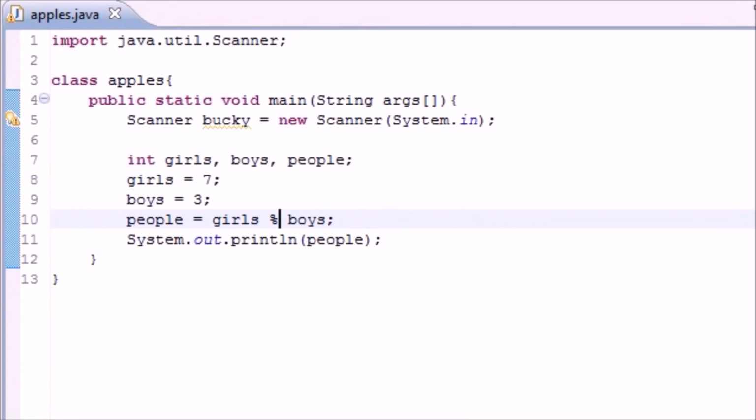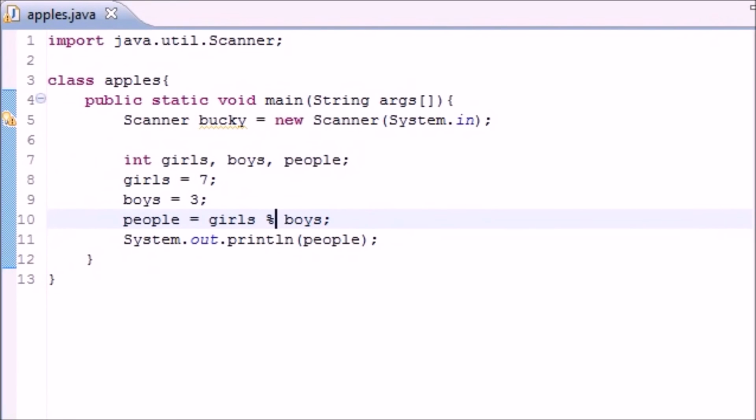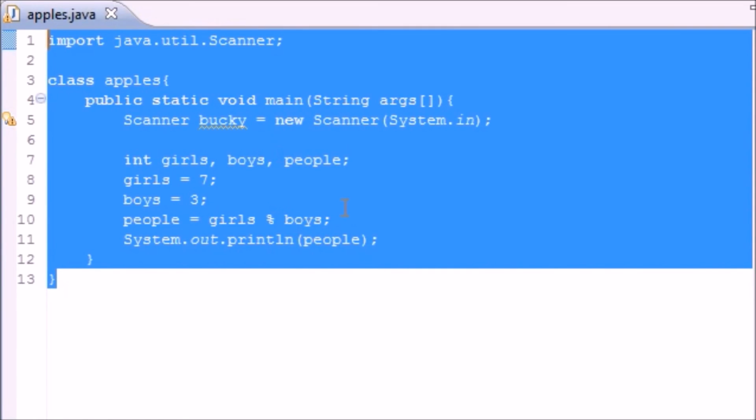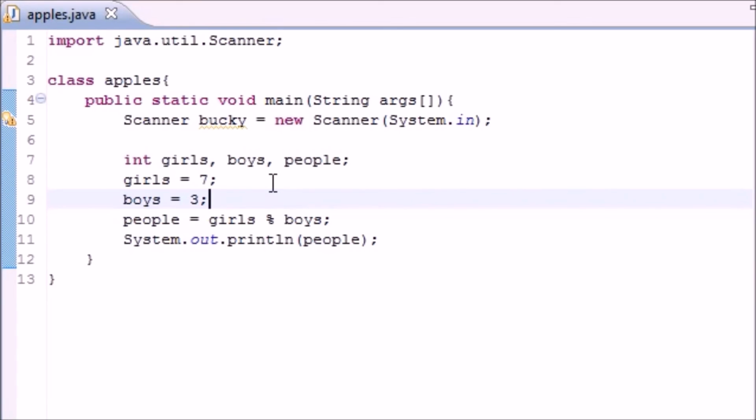But for now, I just wanted to show you guys what the int variable type was, and also how to use different math operators. Thank you guys for watching. Practice this little program, girls and boys and people counters, I guess. And once you get good at all the math operators, you're ready to move on to my next tutorial.